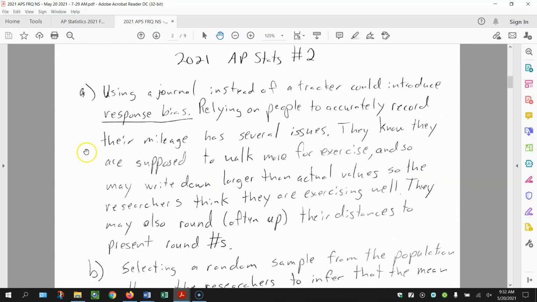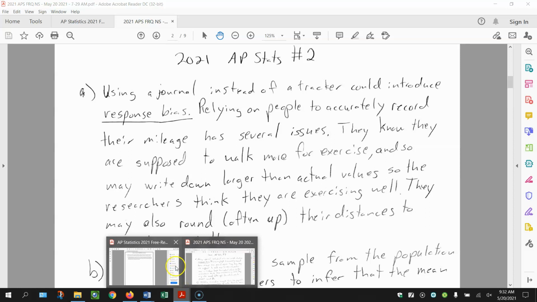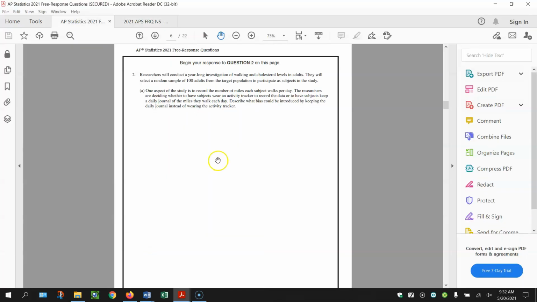So he's saying response bias, relying on people to accurately record their mileage has several issues. They know you're supposed to walk more for exercise, so they might lie. So that's going to result in an overestimate of the true distance that they walked. Okay, that's one option. There's other options that you could argue, but you had to come up with both a type of bias and then whether it's going to result in an over or an underestimate. So if you did a type of bias and didn't do the overestimate and it's reasonable with an explanation, I'd say that would be partially correct.